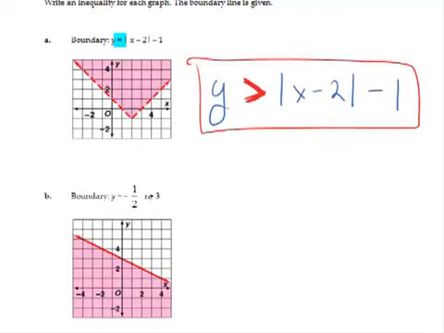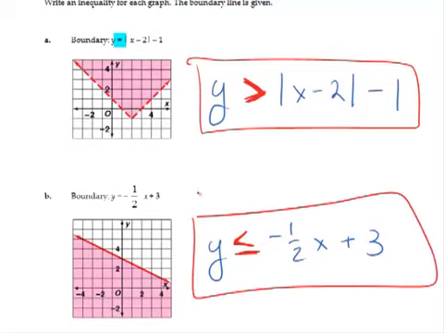Same thing for this one. Here's the boundary line, y equals -1/2 x plus 3. And we have to figure out what symbol. So this one's going downwards, so y is less than. It's also a solid line, so we're going to put the equal symbol. And that is all they're asking for. They're just asking us to figure out what symbol to substitute in the equation.